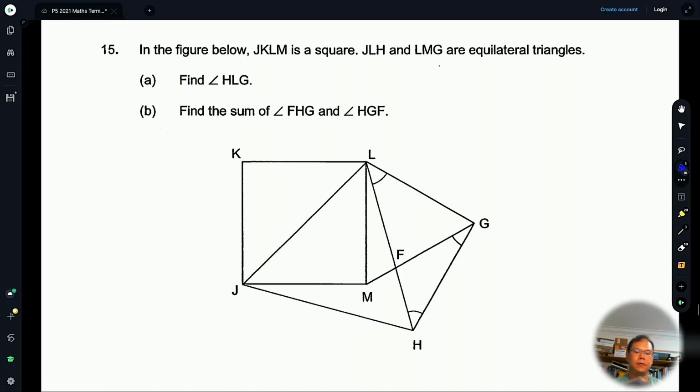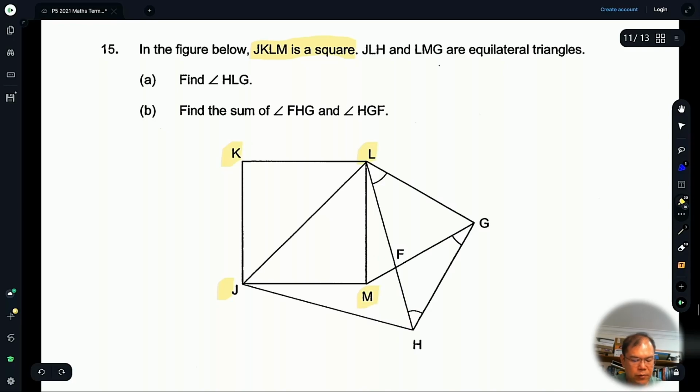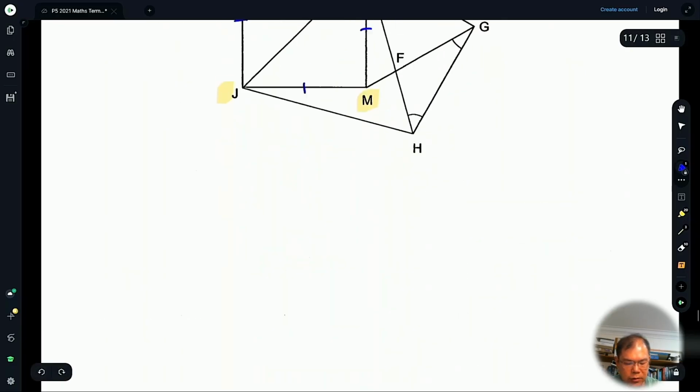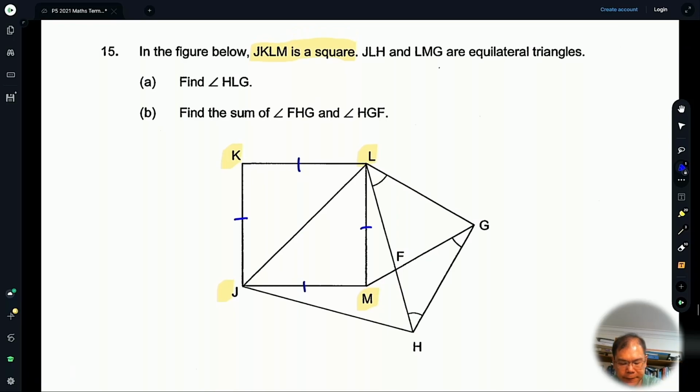Question 15. In the figure below, JKLM is a square, right? So square means it has 4 equal sides, so I'm just going to use a hash mark to indicate that. Now it says that additional information, these two triangles are equilateral.